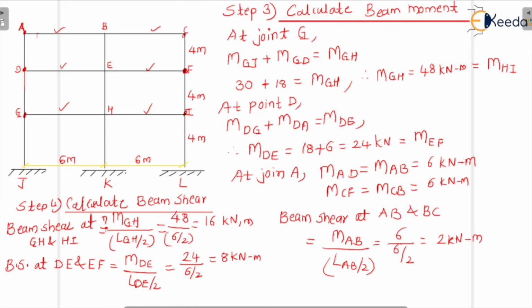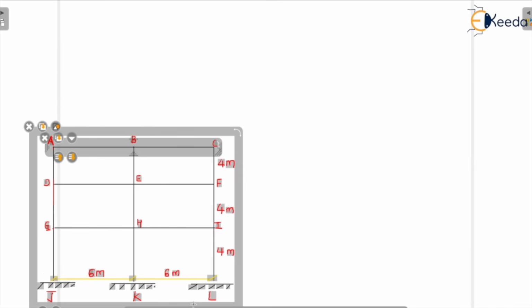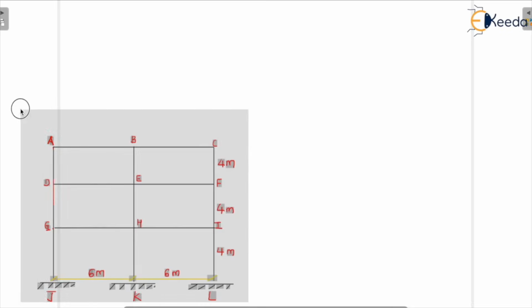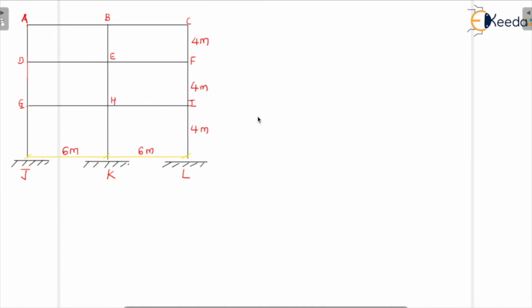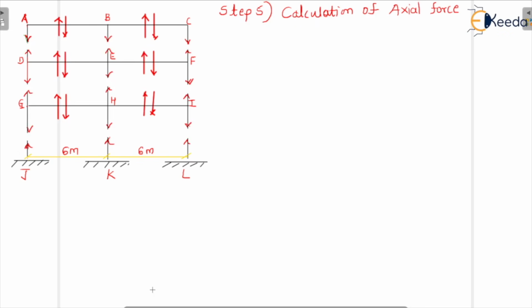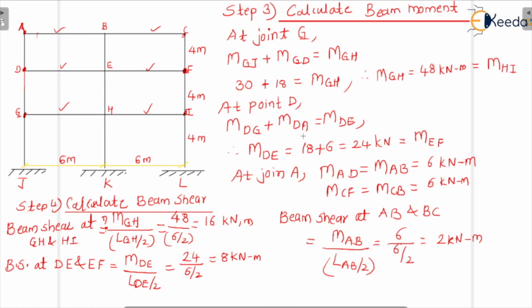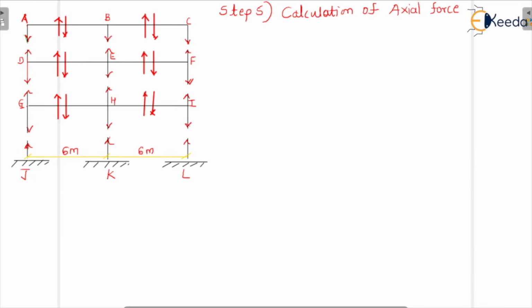Okay, now let's move to step number 5. So calculation of axial forces we need to do in this case. For the calculation of axial forces, we need to separate this frame into beams. So let me just check if I can rub it and separate it. Okay, so the beam shear forces are 2 kilonewton meter, 8 kilonewton meter and 16 kilonewton meter. So simply write them down here.